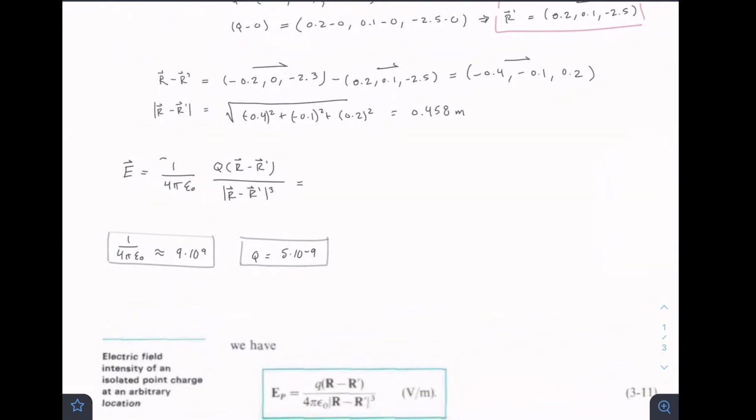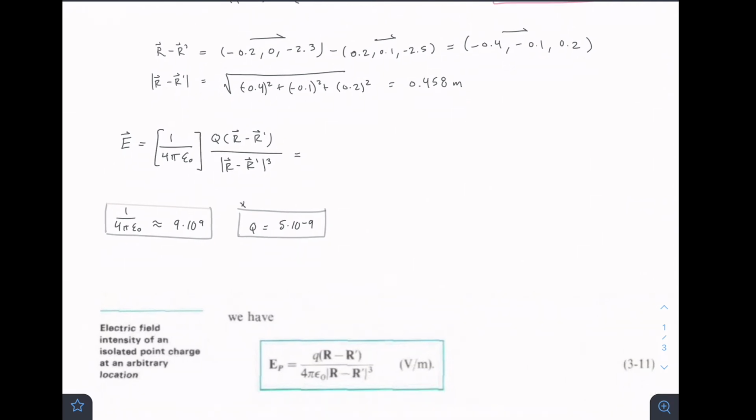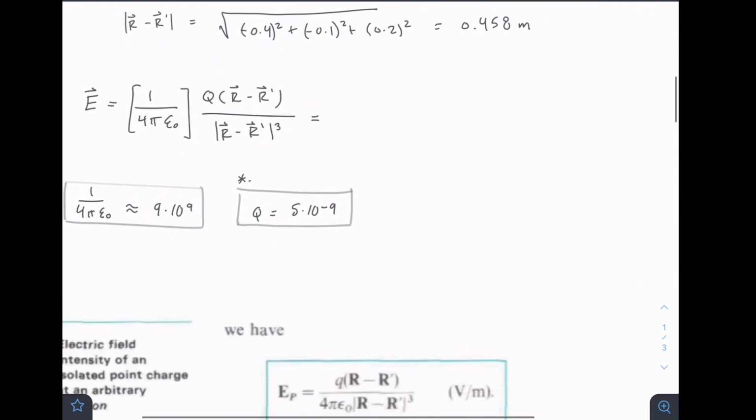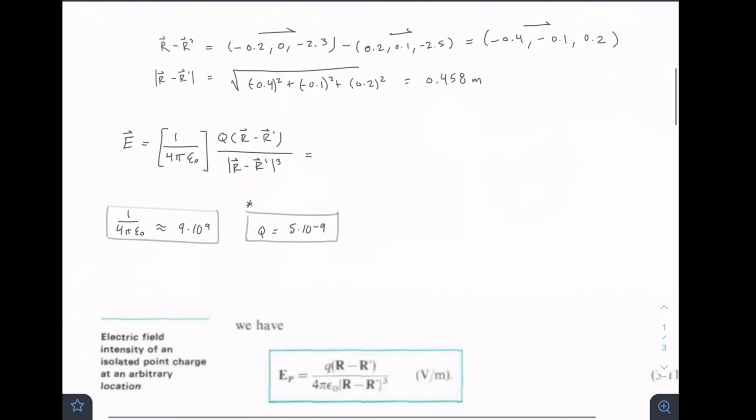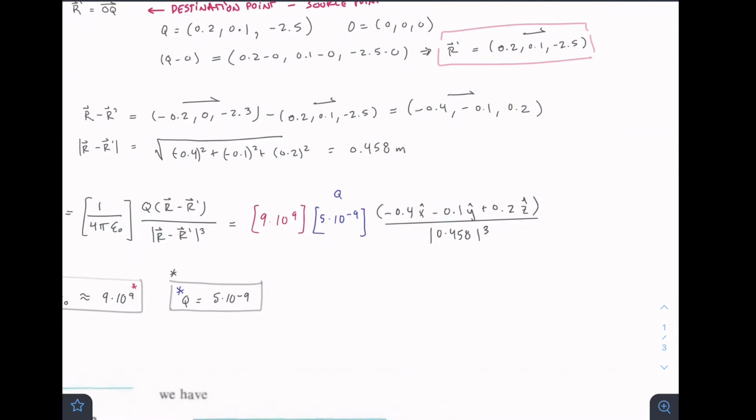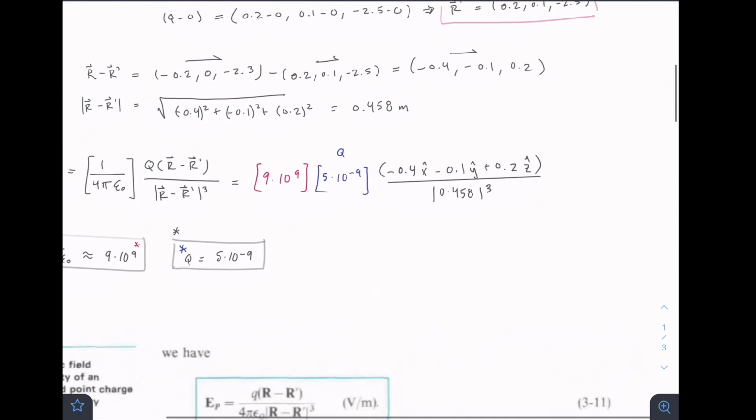Now that we found all of our components, we're going to plug them into our E-field equation. We have a value for Q. We're just given a number for this one, but if it was a surface or line, we would have to integrate over the bounds of that surface or line just to find the total charge. But we're given the total charge. This is a pretty straightforward point charge problem. So let's plug in what we have. We combine all of our numbers, and then we can pull the vector out.